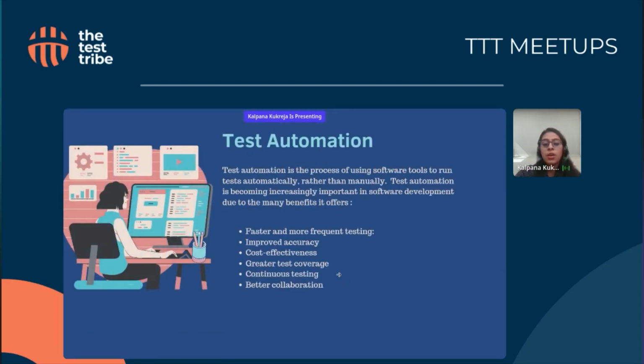When we talk about test automation, we do know that test automation is the process where we use different tools or software to test our functionalities rather than doing it manually. Test automation is believed to serve different benefits over time, some of which are listed here. One is faster and more frequent testing. Test automation enables testing to be performed very quickly and frequently compared to manual testing, which can speed up the frequency of releases.